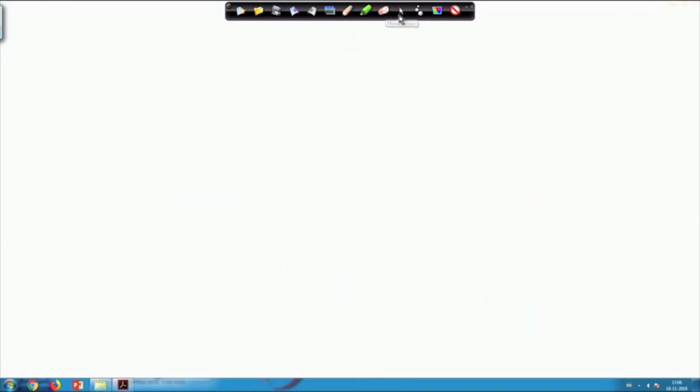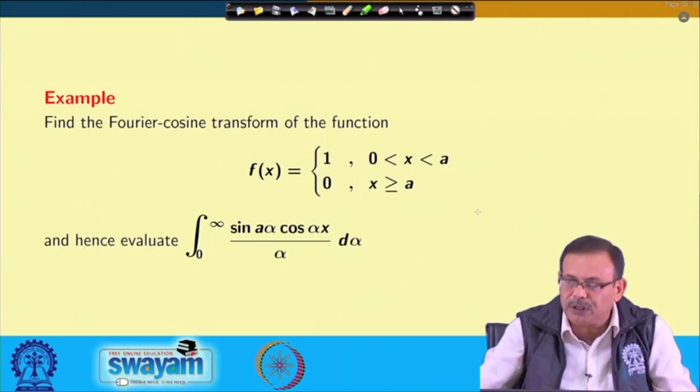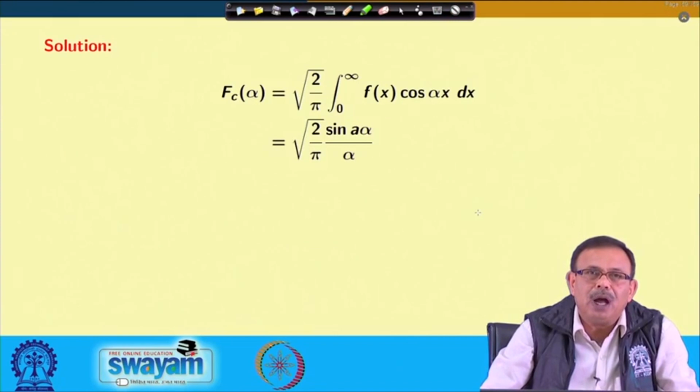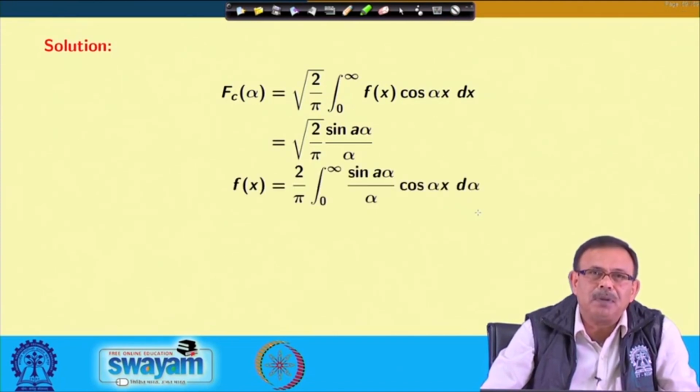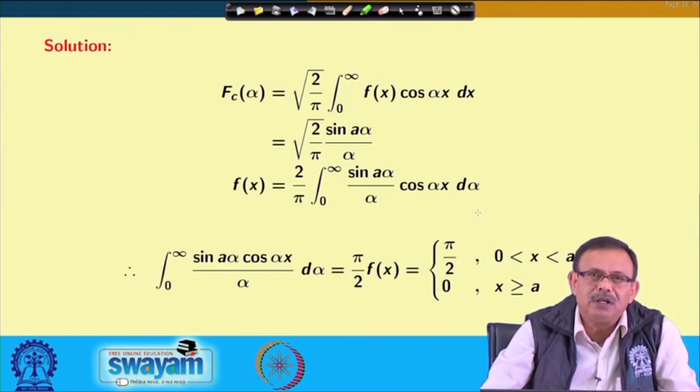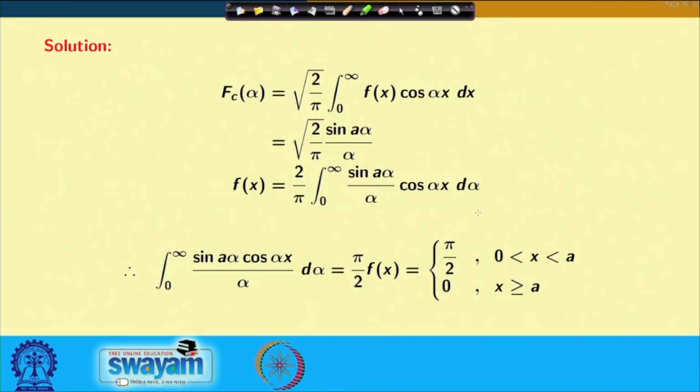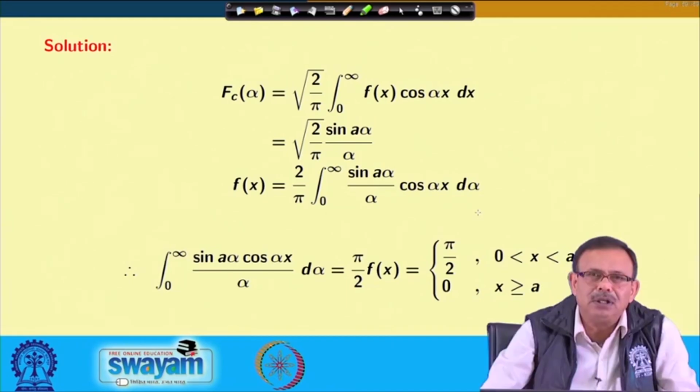And if I see this, you can quickly go through it. The Fourier cosine transform I am writing, and from here I am writing the inverse Fourier transform, that is f(x), and directly I can tell what the value of the given integral is.